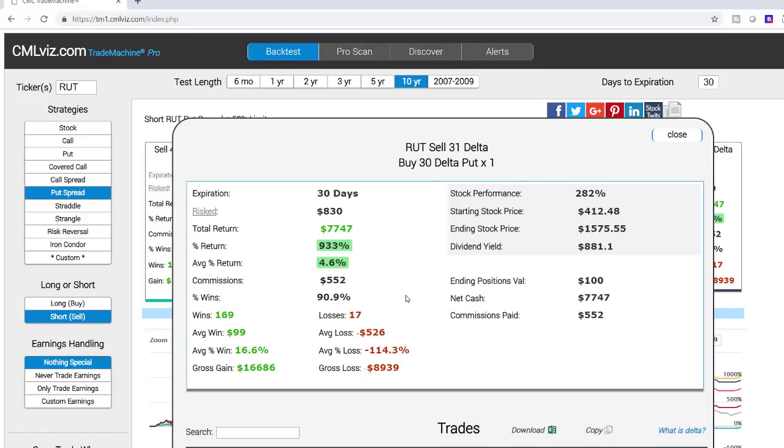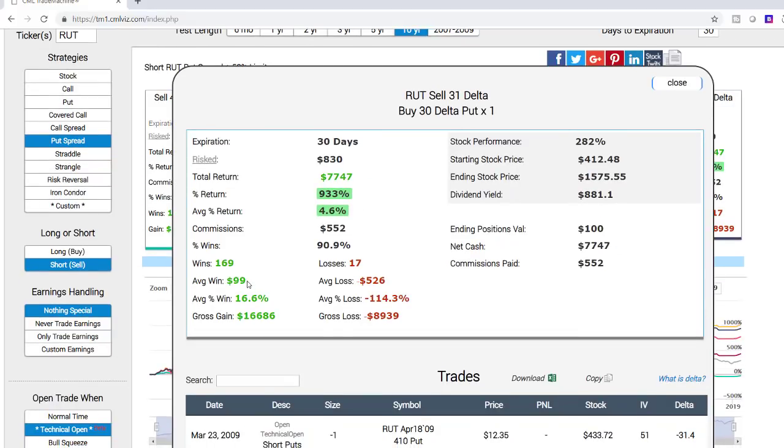I'm going to click on this one so we can just see. We had an average win of $99, and the average loss was $500. So, this is going to happen. If you're just setting the limit order to buy it back, and then the market turns south, and you got a 2-strike spread on there, you can lose $500 there. So you really need to position this correctly so that you're ready for this.